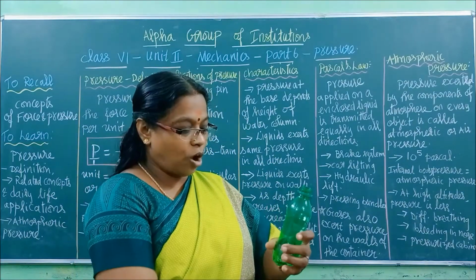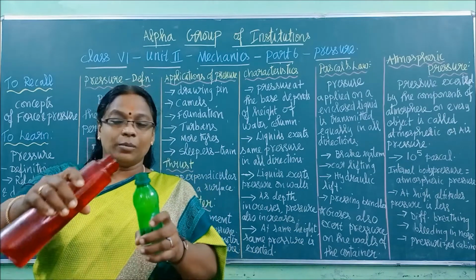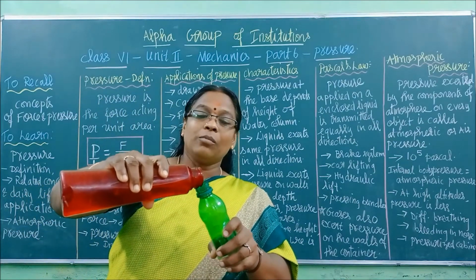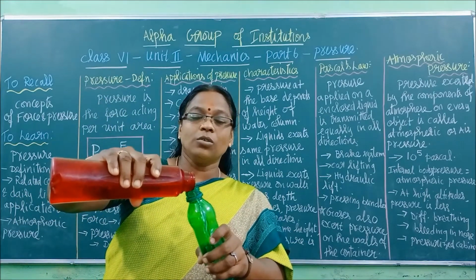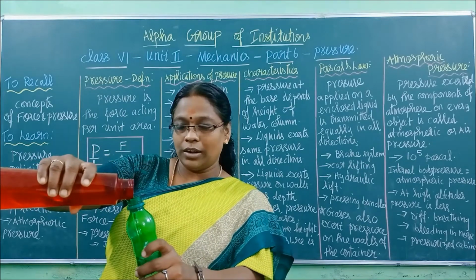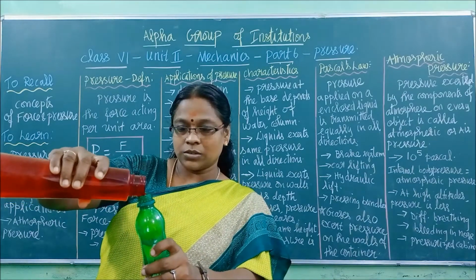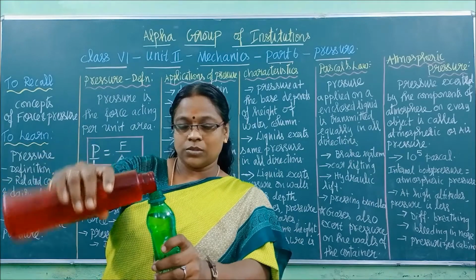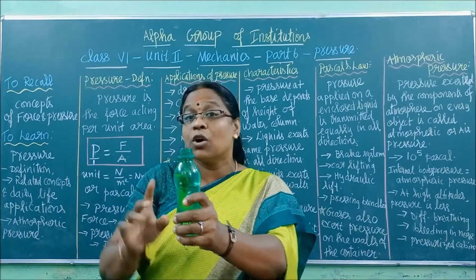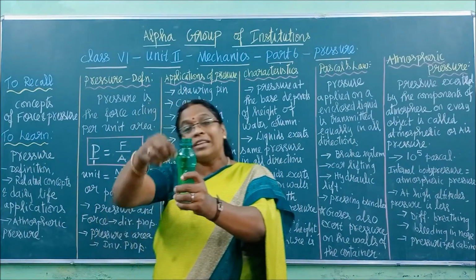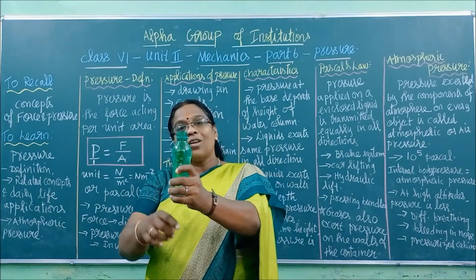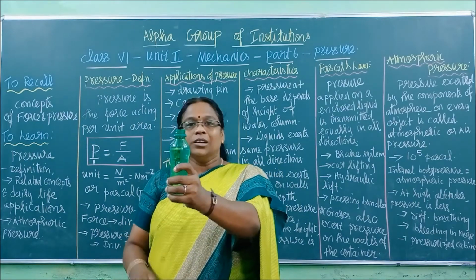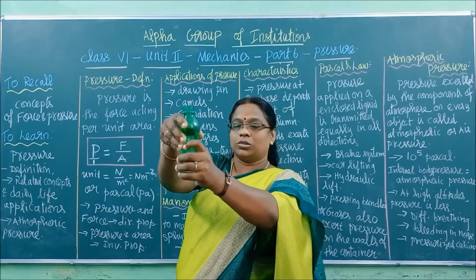Now I am going to block these holes. Right, now I am going to pour the water and I am going to take off the hand also. Now you see, at the same height only I had made the holes. Before we made the holes at 3 different heights. Now we had made the holes at the same height. Now you see how the water is coming out.